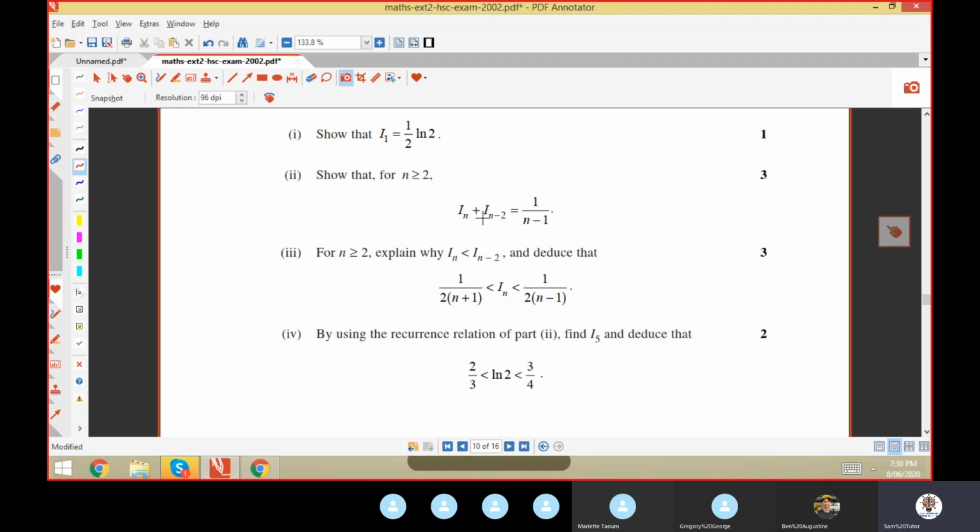And then the deduce bit, you would have realized one of those ones would have just been substituted into here. And you would have got this particular inequality out.